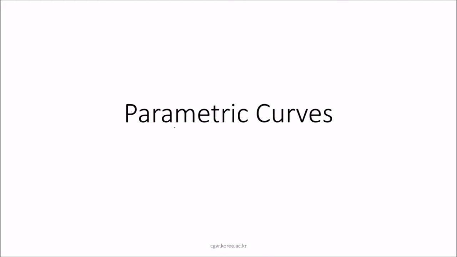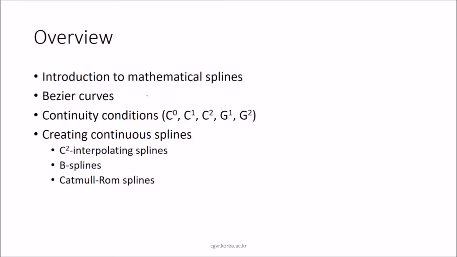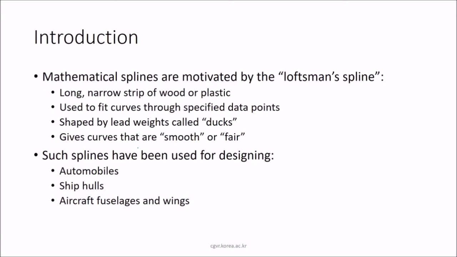In computer graphics, let us today talk about parametric curves in object representation. So we'll see the introduction to mathematical splines, the Bezier curves, and the continuity conditions C0, C1, C2, G1, and G2, and also creating continuous splines like C square, interpolating splines, B splines, and Catmull-Rom splines.